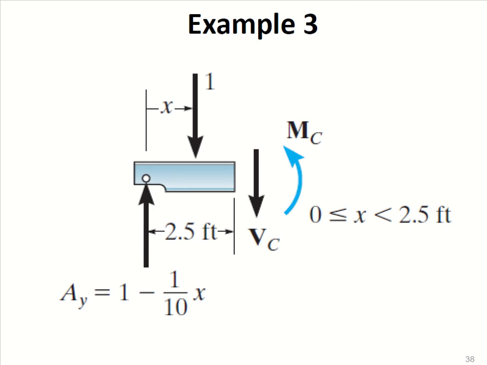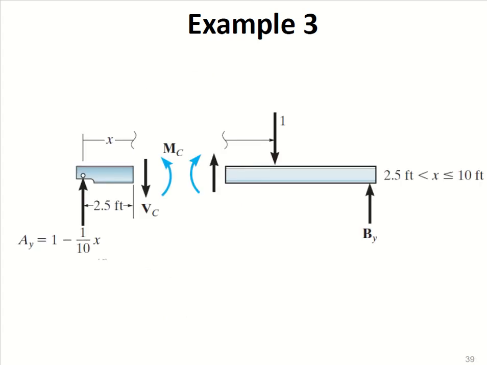Similarly, the same thing can be plotted if you are using this left section. Okay, so in the right section, upward shear will be positive, and in the left section, downward shear will be positive. So you know these things, and this is how the equations have been derived.